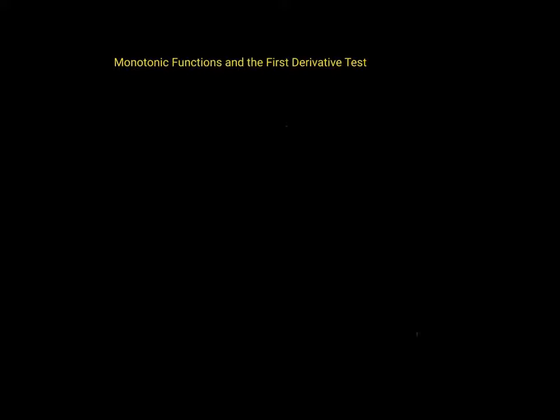In this lesson, we study functions that are called monotonic, and we use something called the first derivative test to find when functions are increasing and when they are decreasing, the intervals over which they're increasing or decreasing. We'll also use the first derivative test to find the extrema for a function.